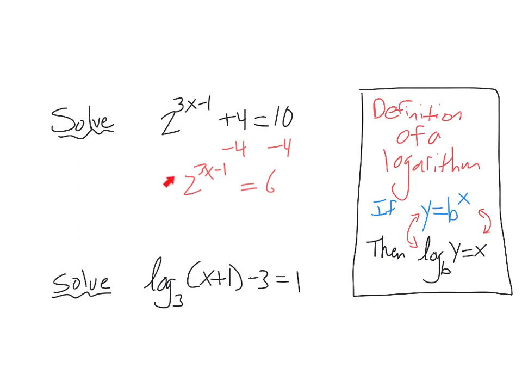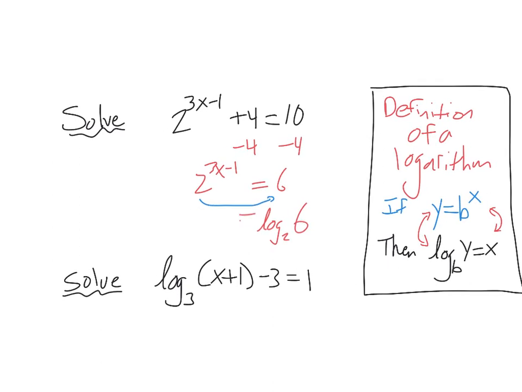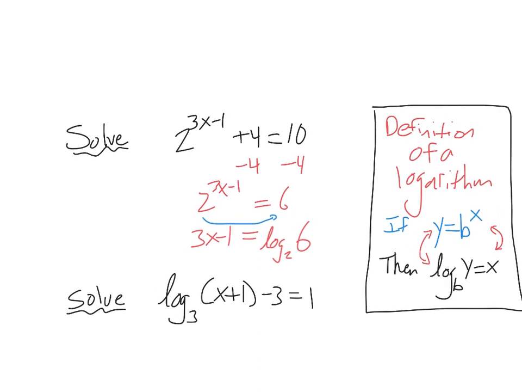Now, this is in exponential form. The x is in the exponent, so we're going to change it to the logarithm. We take this base and swing it around, and we rewrite this as log base 2 of 6 equals 3x minus 1. The base of the exponent is the base of the logarithm. Now, log base 2 of 6 is a decimal number. We'll figure that out in a minute. Right now, let's keep it exact.